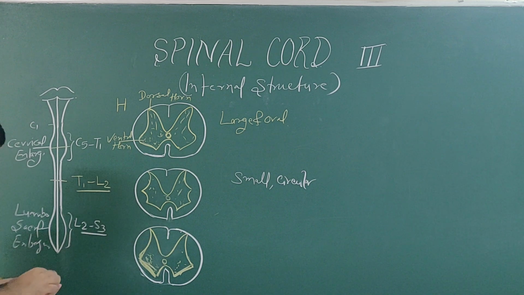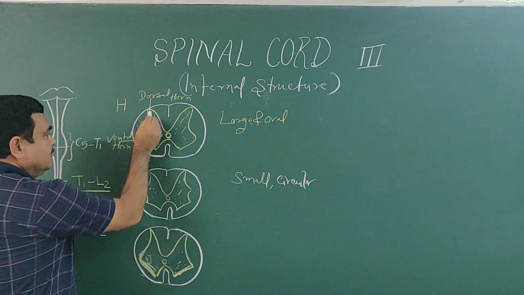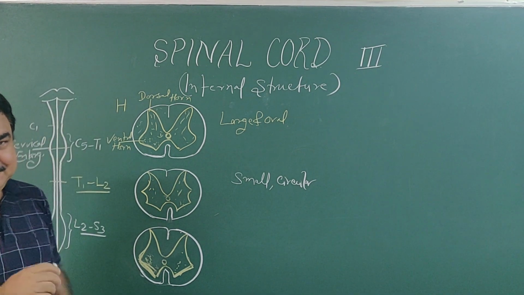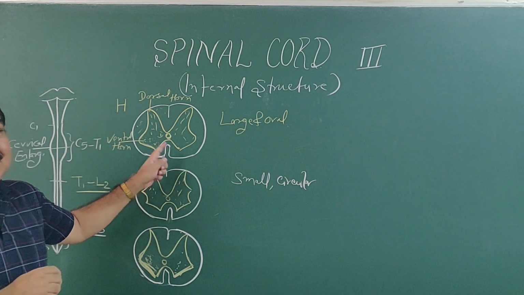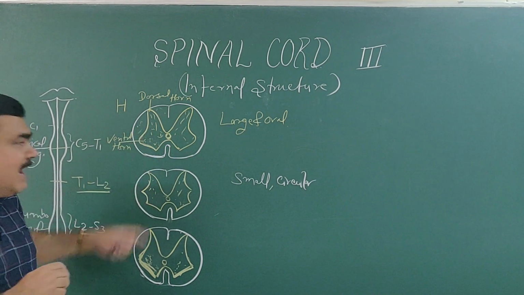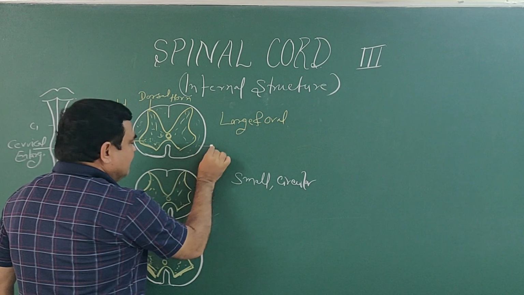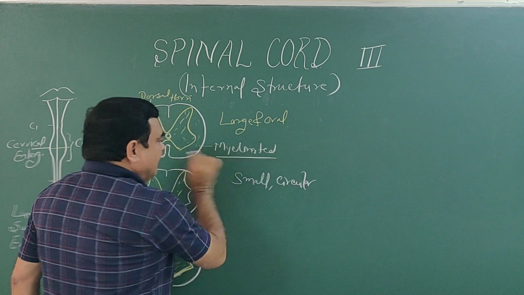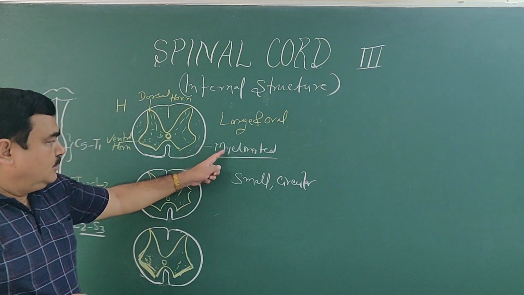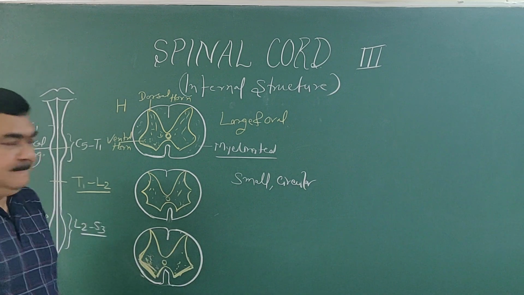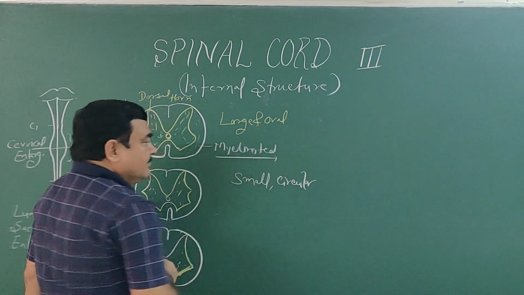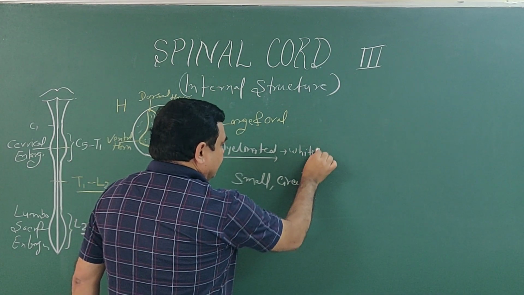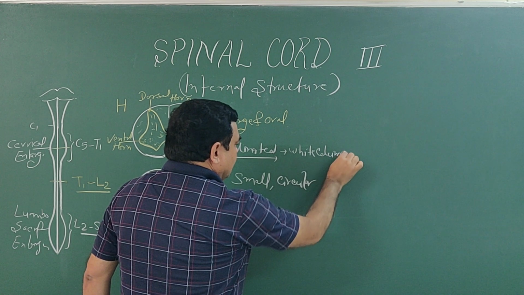Now white matter. Here you can see this area is white matter. Why is white matter white? The reason is that the nerve fibers here are myelinated nerve fibers. Due to these myelinated nerve fibers, this is known as white matter or white column.